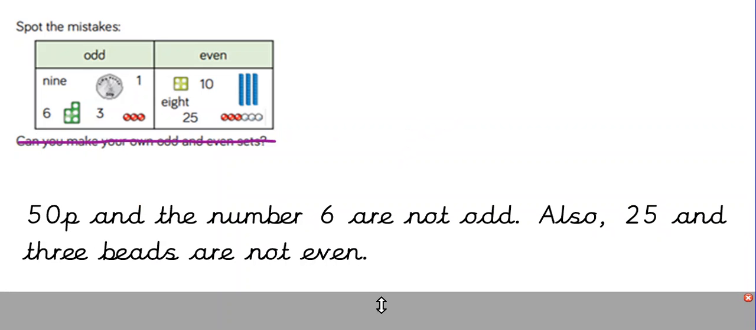Okay, let's have a look. So the 50p and the number 6 are in the wrong column because they are not odd, because 50 ends in a 0 and the number 6 is even. Okay, and in the even column 25 and 3 are incorrect. They should be in the odd column because 25 ends in a 5, which is odd, and also the number 3 is odd. Well done if you got that correct.